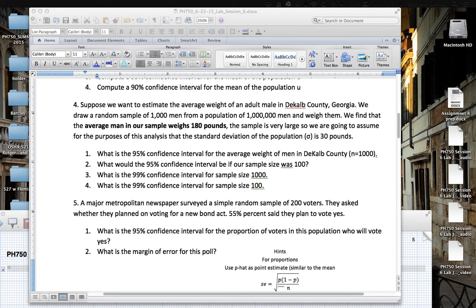Now, don't type in your answers, but just type in done if you're online and you're done, so I get a rough idea how long it's taking.